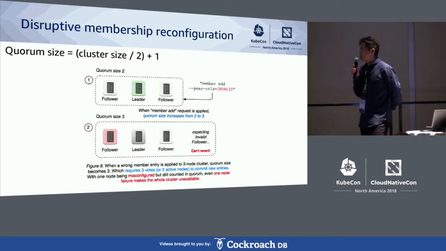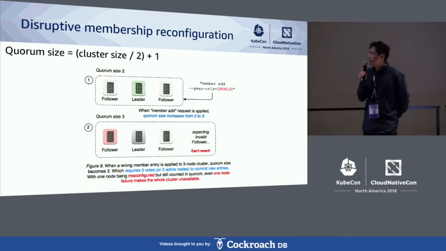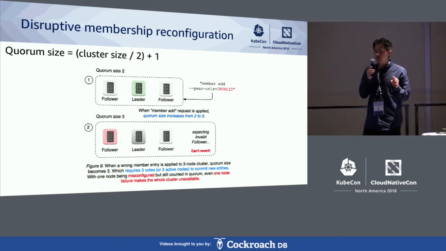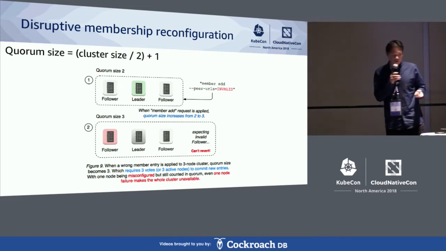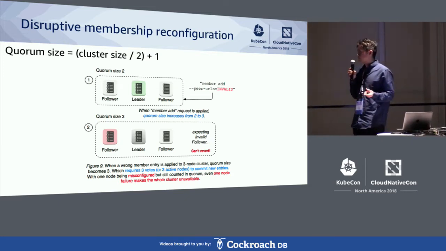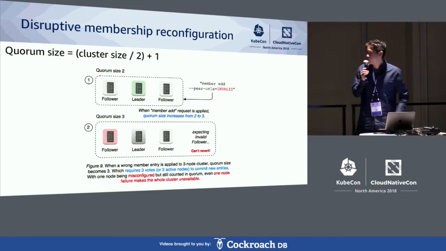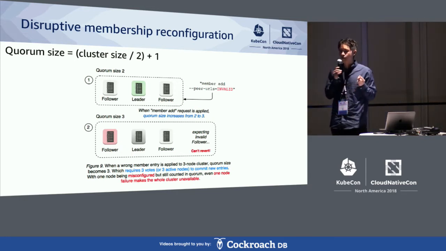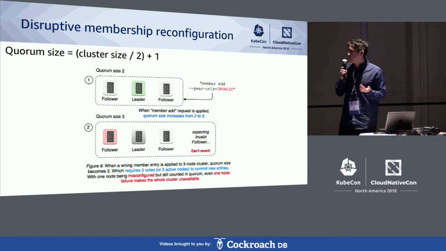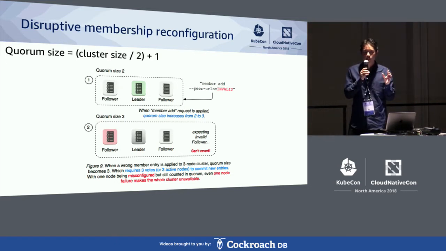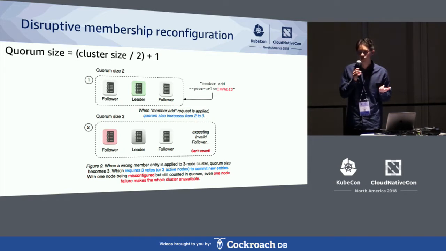The same applies to a multi-node cluster. So we have a three-node cluster here, and then you run the member add command with an invalid URL. As soon as you apply the member add command, the cluster size becomes four, and the quorum size becomes three. So here, in number two, we still have three active nodes out of a four-node cluster. But this cluster can now only tolerate one flaky member. So even one node going down can bring the whole cluster down, because in that case we would only have two active members out of a four-node cluster.